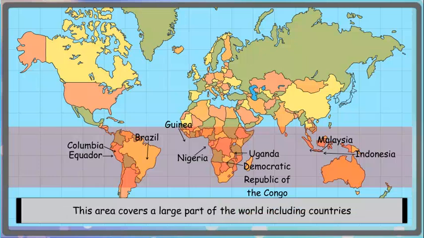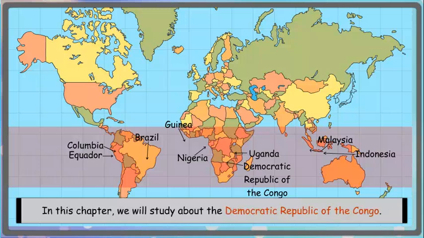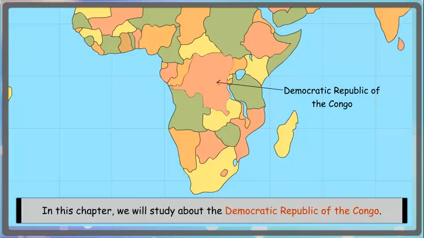This area covers a large part of the world, including countries like Ecuador, Colombia, Brazil, Nigeria, Uganda, Guinea, Democratic Republic of the Congo, Malaysia, Indonesia, etc. In this chapter, we will study about the Democratic Republic of the Congo.